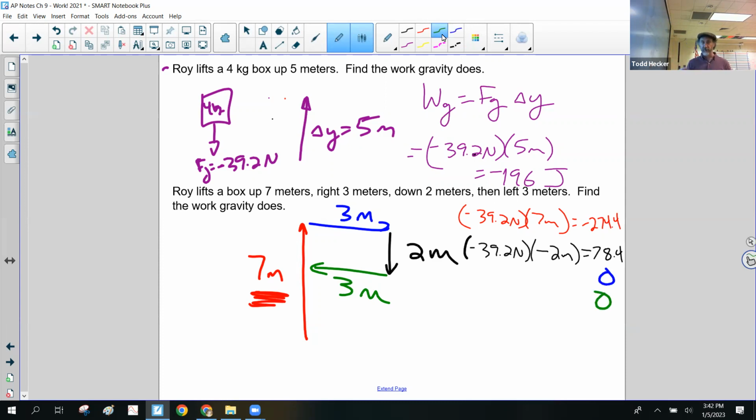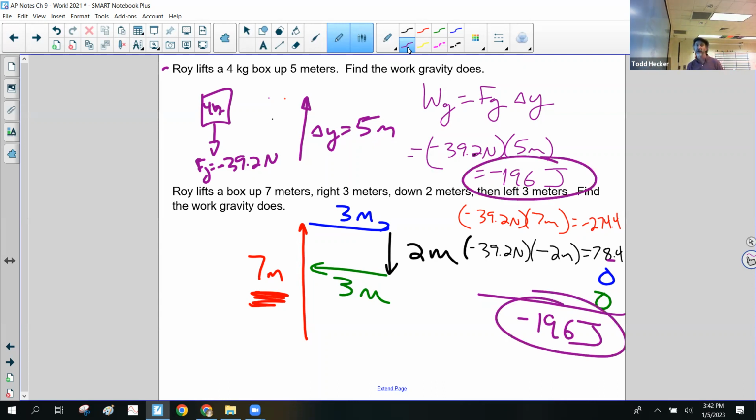Because for both the blue and the green, the displacement is horizontal, but the force of gravity is vertical. So they're perpendicular to one another, right? Remember, anytime your displacement is perpendicular to your force, the work done is 0. All right. And so if you add all of these up, negative 274 plus 78 plus 0 plus 0, you get negative 196 joules. And so the point is, in both instances, we lifted our box up 5 meters, we followed different paths, but the work done by gravity was still the same. And as a result, gravity is a conservative force.